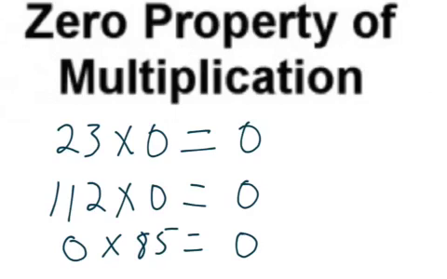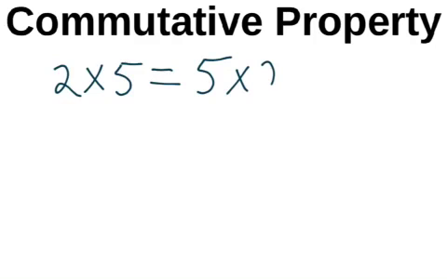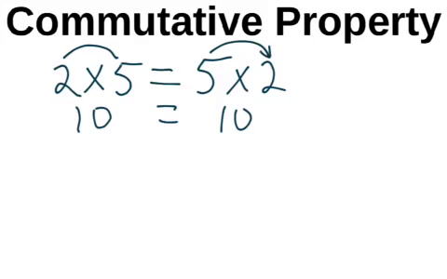Hi, welcome back. Let's take a look at the next property of multiplication, which is the commutative property. That states that you can reverse the order of numbers when you multiply, and it will not change the answer. For instance, 2 times 5, which we know is 10, would be the same as 5 times 2, which we also know is 10. Meaning if you reverse these two, it does not change the answer. Just like 2 times 5 is 10, 5 times 2 is also 10.